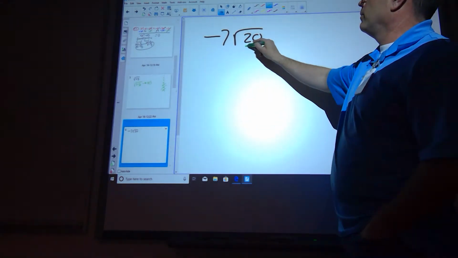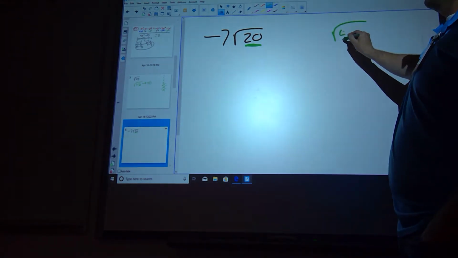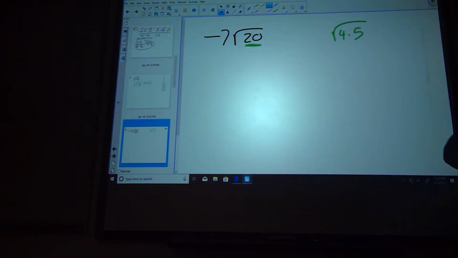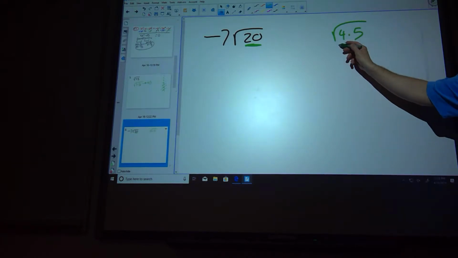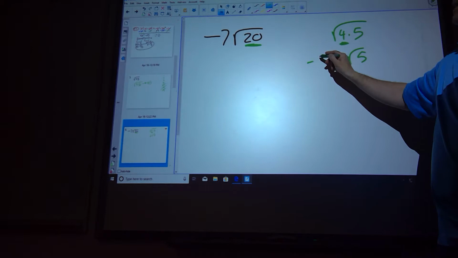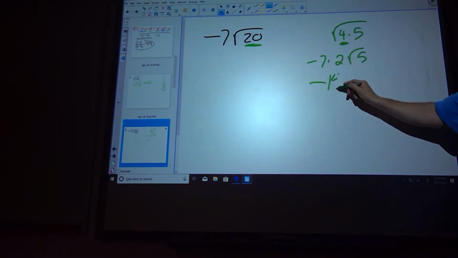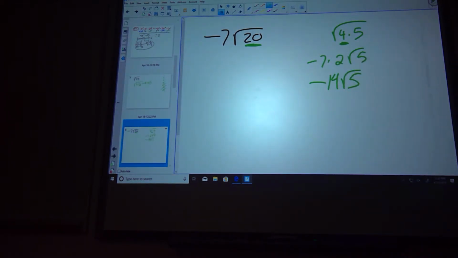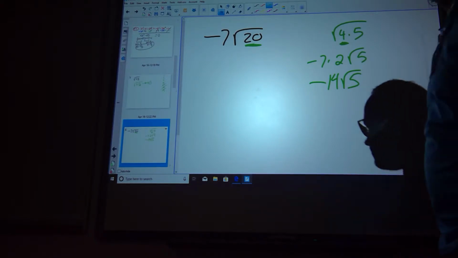All right, let's look at it. So what does 20 break down to? 5 and 4. 4 and 5, right? And the reason I'm not using 2 and 10 is 4 is the biggest perfect square. So the square root of that's going to give me 2 root 5, but we had that negative 7 outside, so that gives me negative 14 root 5, right? Cool. Can we move on?